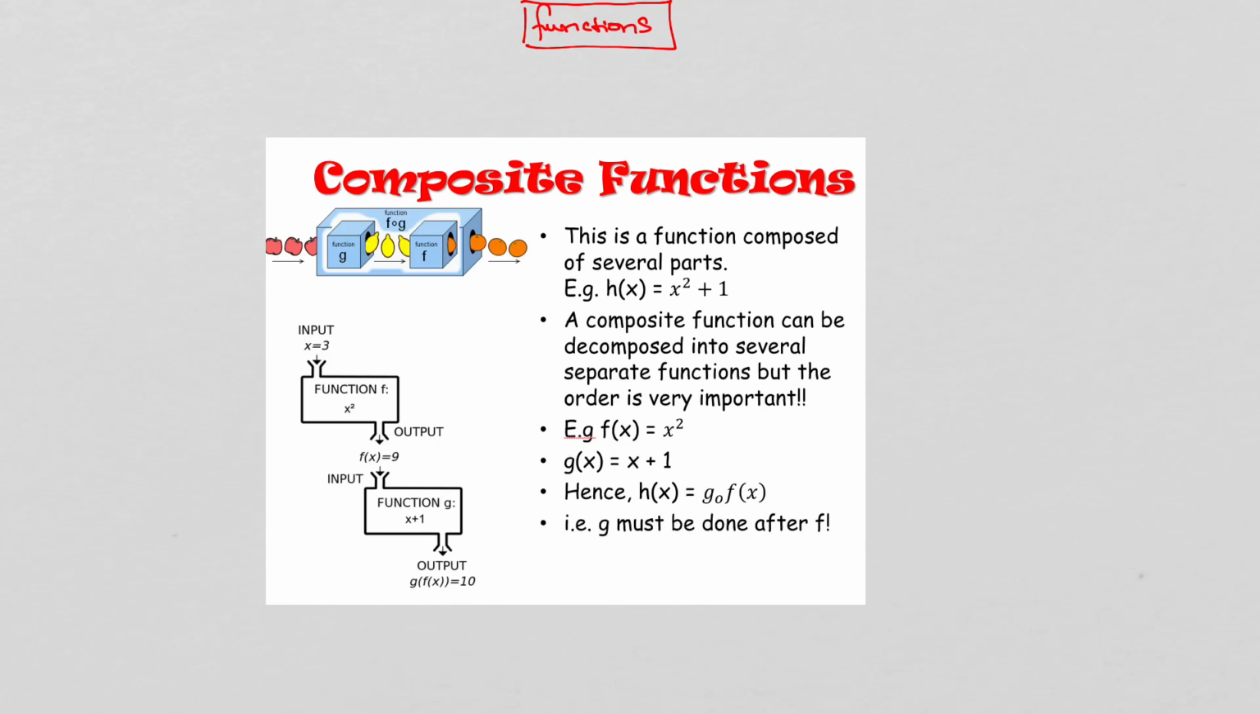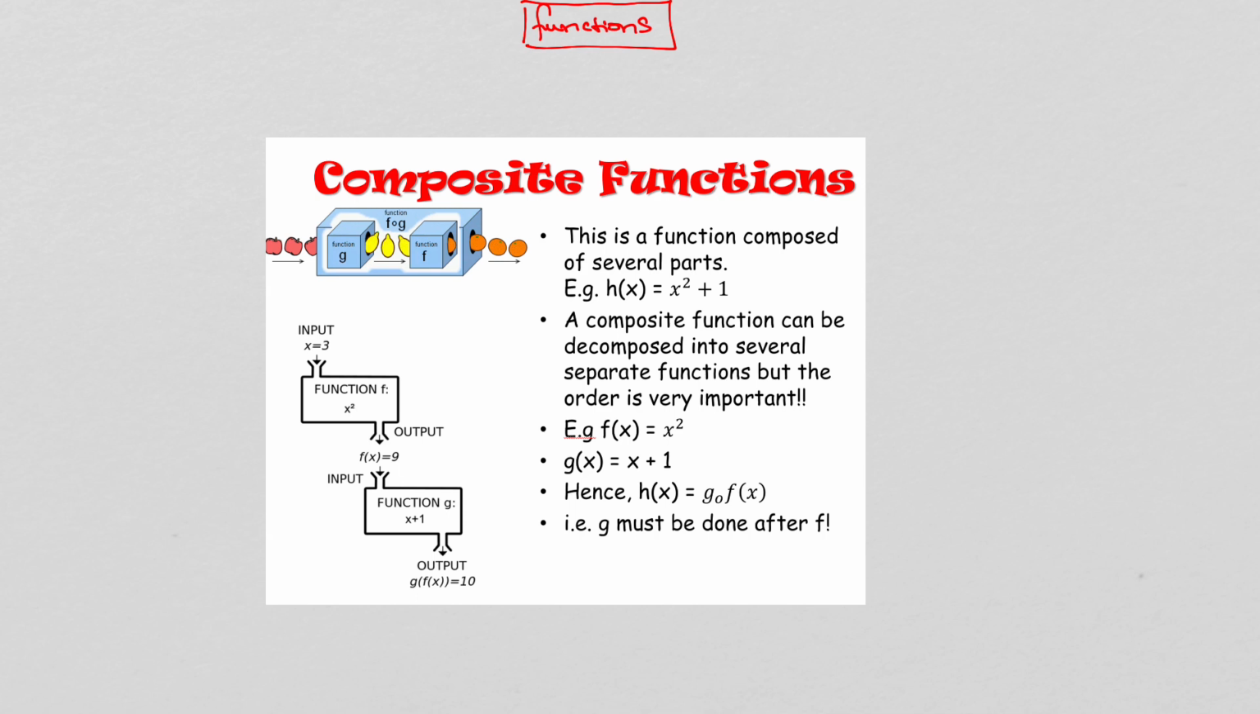Functions, composite functions. So a composite function is basically a function that's composed of several parts. If we look at this image here, it's like taking two separate functions. We have an input going into function g, and we get an output. We then take that output from function g and we input it into another function to get another output. So there are different parts within the function itself.